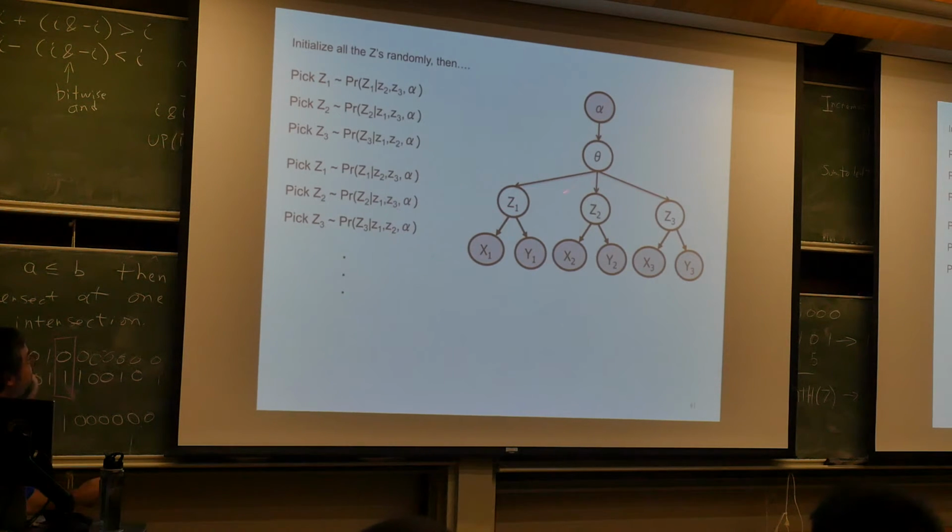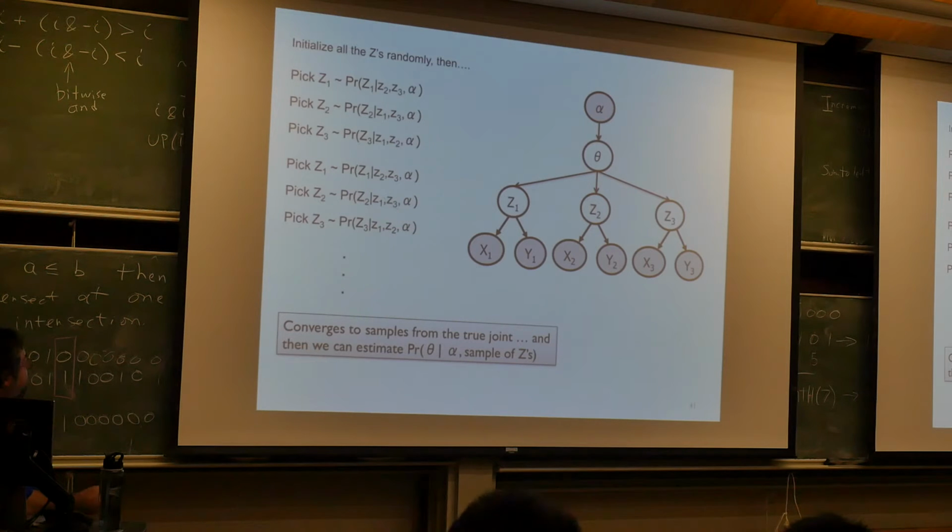And since this is all the same, if I do that for z1, I can certainly do it for z2 and z3, and I can do that in a loop. Once again, this will converge to the true joint distribution. Then, if I want to figure out what theta probably is, I can look at these z's. Theta is a distribution over these z's. If I see how many times each z has been drawn, I can guess what the parameters of theta are.